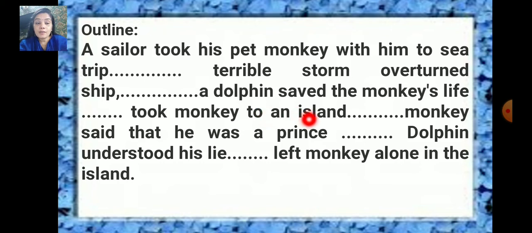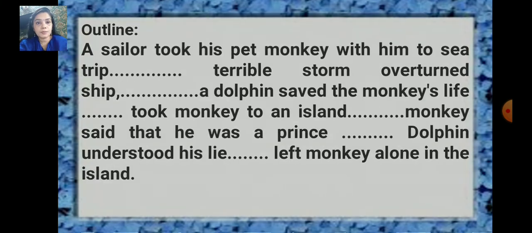The dolphin saved the monkey's life. And the dolphin took the monkey to the island. So from the sea, they came to the island now. Who took him? The dolphin took the monkey to the island. And what did the monkey say? That he was a prince. The monkey is telling like that. So the dolphin understood his lie. He left the monkey alone in the island. Now you have to develop your own thoughts, your own creativity, your own imagination in this outline story.